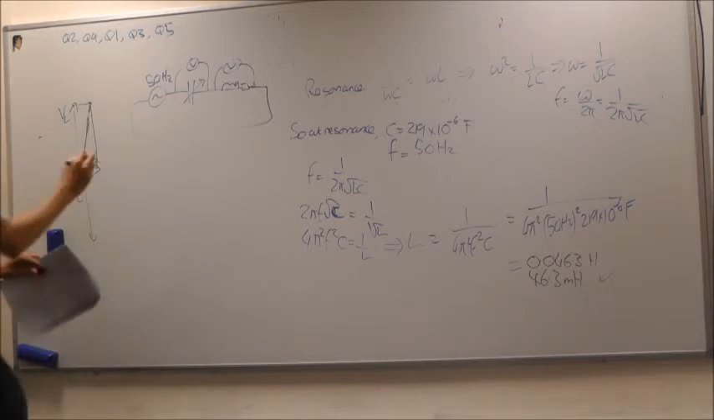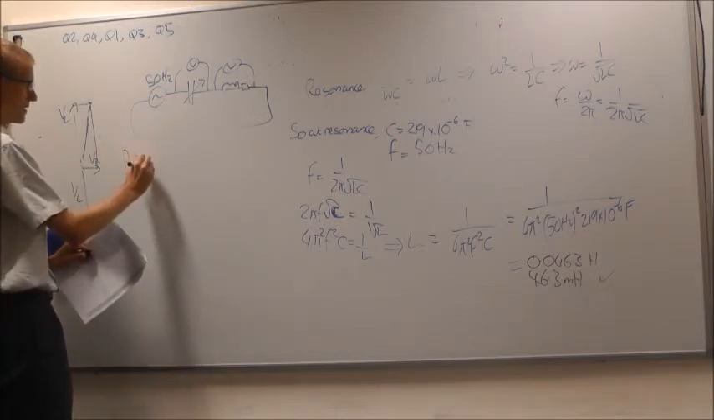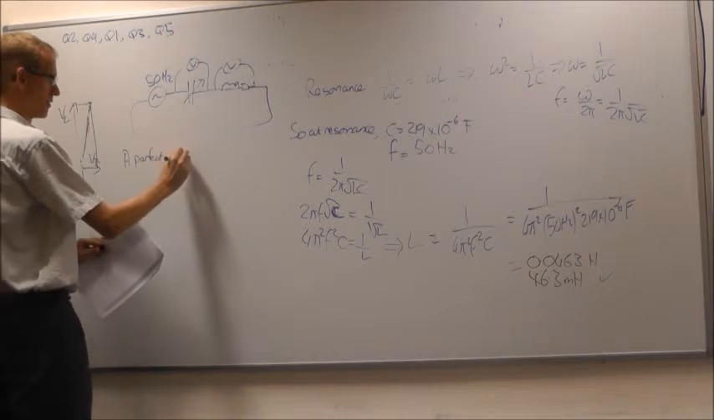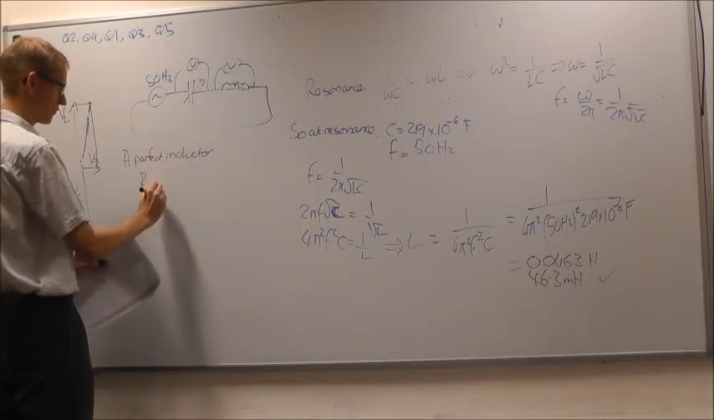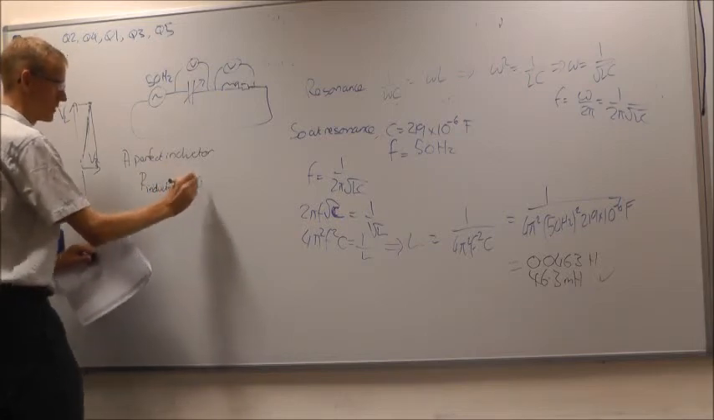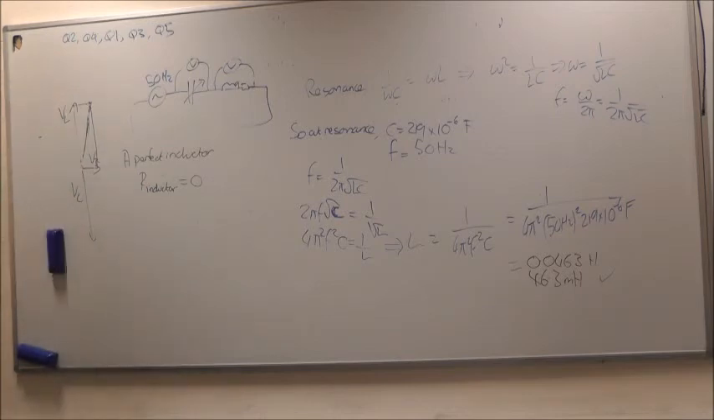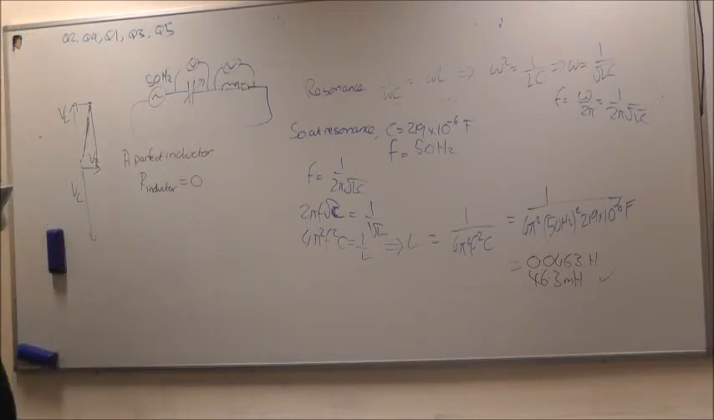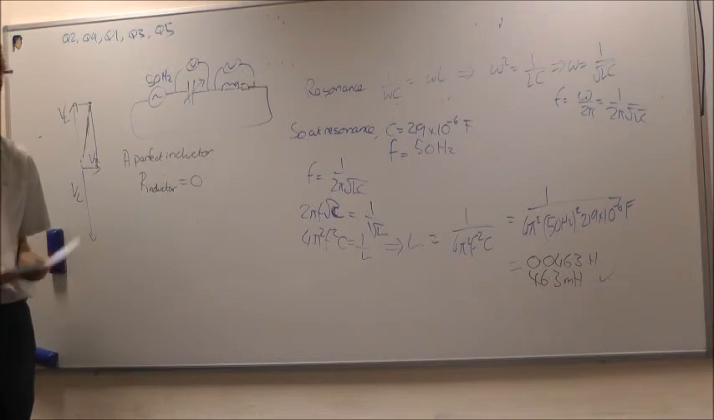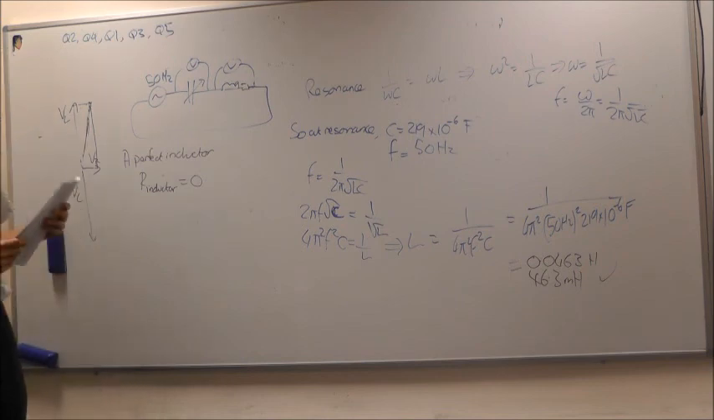So the assumption is a perfect inductor, which basically means R for the inductor equals 0. Of course, in reality, you don't really get perfect inductors. The coil's a wire, and wire has a resistance. I think that's the only assumption we need. I might think of something else later, but I think that's the key assumption there.